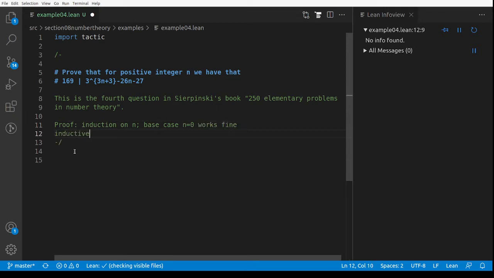An inductive step. We just need to look at the difference, right? Let's look at 3 to the 3 times n plus 1 plus 3 minus 26 times n plus 1 minus 27. And now I subtract 3 to the 3n plus 3 minus 26n minus 27. So this is 3 to the 3n plus 3 plus 3. Oh, this is a bit annoying. 3 to the 3n plus 3 times 27, right?